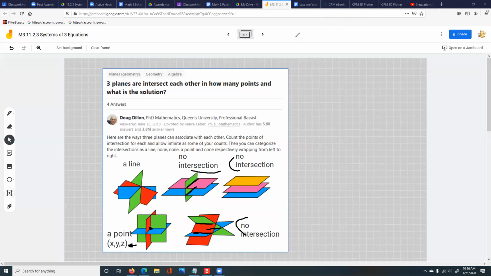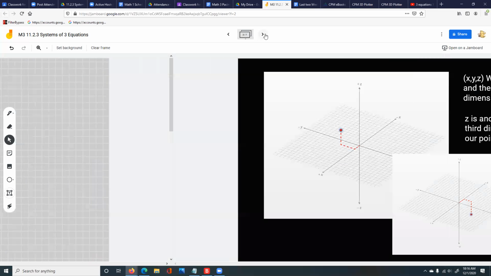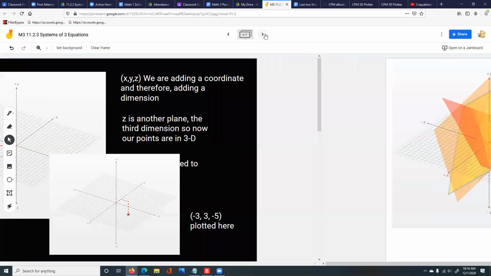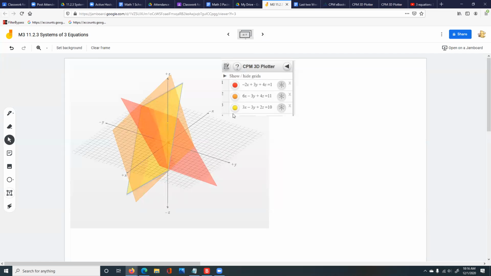Okay, I need to clear the screen. So let's do our first example. Now that you kind of understand what a 3-dimensional point looks like, when I put those 3 equations in the grapher, as your book tells you to, this is what's going to happen.